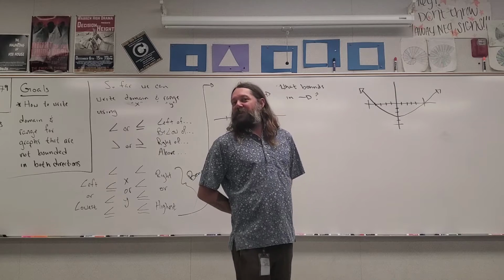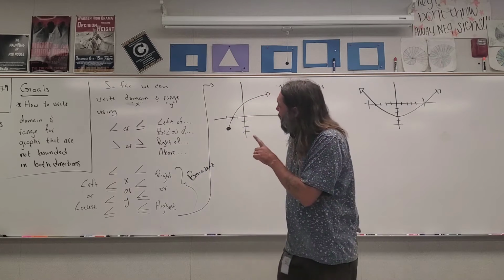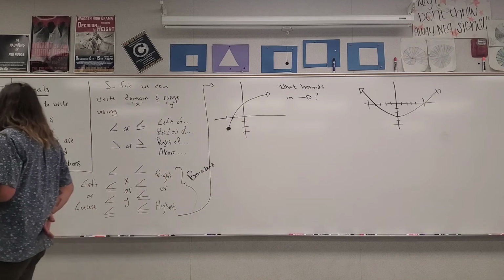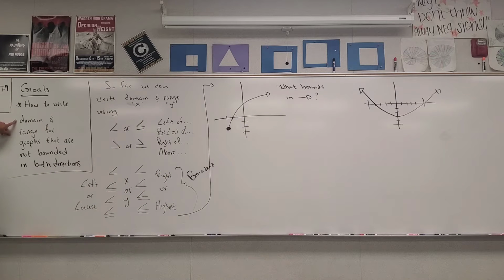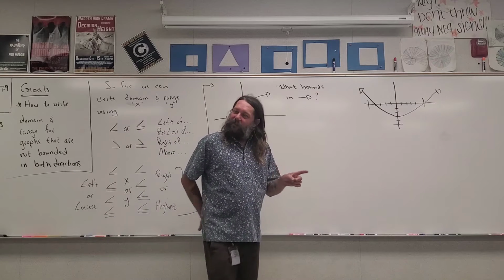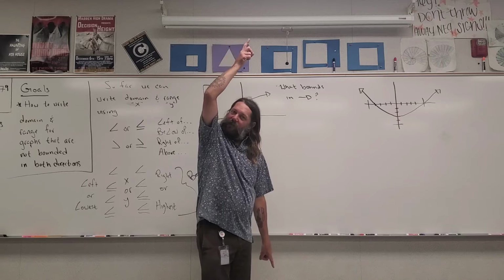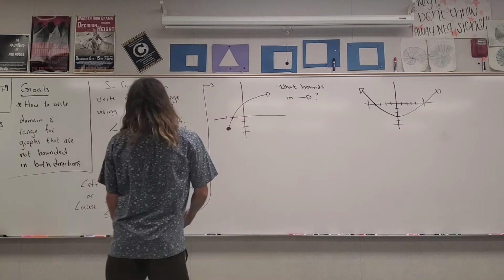I'm not sure I'm going to title this lesson, but I'm going to title it how I title it in the title. But what I am sure of is our one goal for the day. Our goal is to learn how to write the domain and range for graphs that are not bounded in both directions. This is a really fancy way to say how to explain the domain and or the range for graphs that go forever left and right and or forever vertically. I think I just did a TikTok.